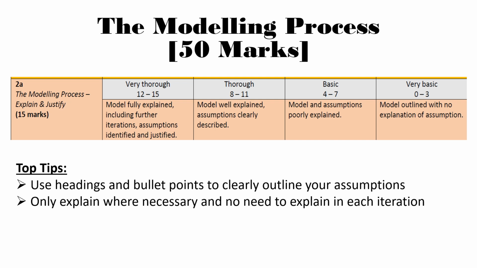And don't repeat things in each iteration. What I mean by that is if you have explained why you've decided to use your velocity as 10 meters per second and you use it again, you don't need to justify it again. Justify it once.